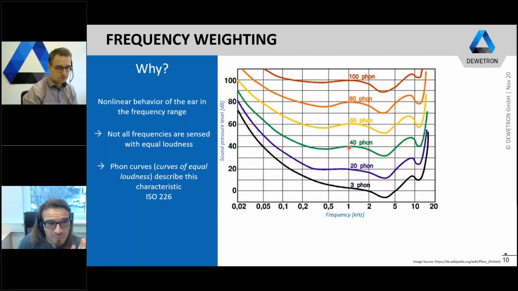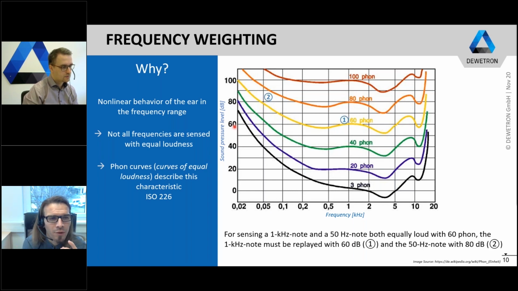And the cutting point is always here at 1 kilohertz. At 1 kilohertz, the 60 phon curve, for example, is equal to 60 decibel. That's where the sound pressure level matches the phon. And just to give you an indication how to read this, I want to show you these two points here. When we focus on the 60 phon curve, this means that you want to sense a 1 kilohertz tone here and a 50 hertz tone here, both equally loud at 60 phon. That's the yellow curve here.